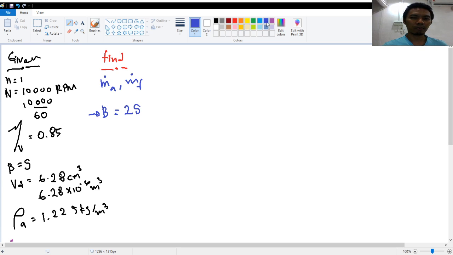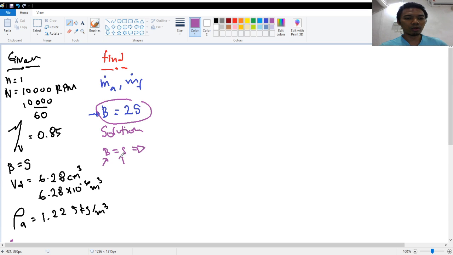So the solution here. Let B be the bore and stroke first. It has the same bore and stroke as in the first question, right? Bore and stroke have the same length, but we don't know what exactly the length of bore and stroke is before we can solve this one. So we need to find either bore or stroke in order to solve this information. So we have to find the length of bore or the length of stroke first.